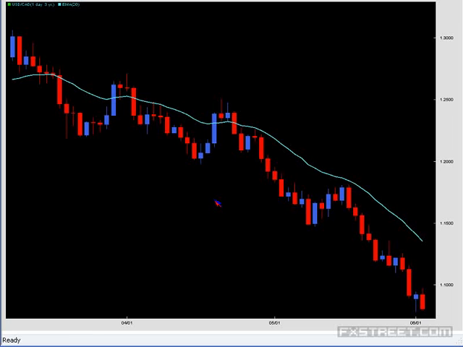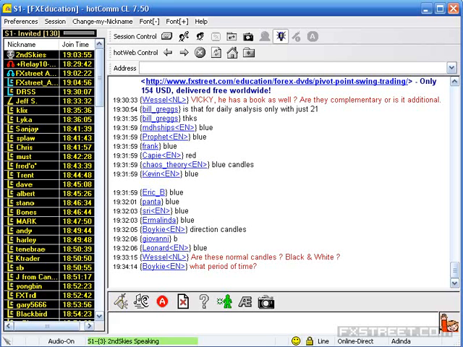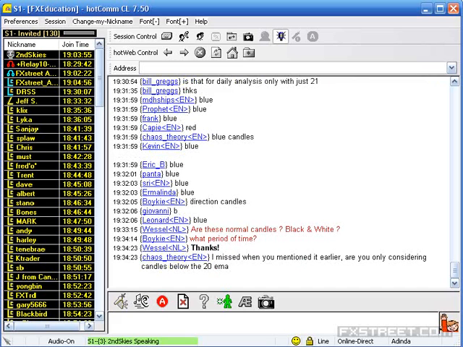Wes was saying, are these normal candles, black and white? These are normal candles, yeah. I just have them blue and red because I like those colors. It's a little bit easier for me to work with. What period of time? Boyke, I don't totally understand your question there. We're working on a daily chart right now, but I think your question has to do with how do we measure the frequency? And let me get to that.